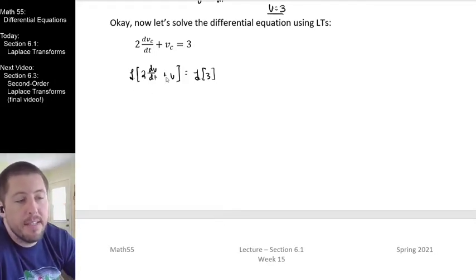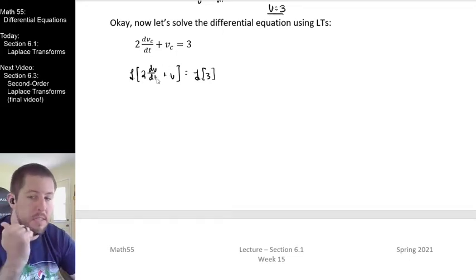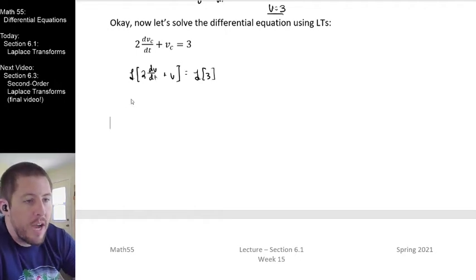Now I'm immediately going to say to myself, well, I know that you can rip apart things inside the Laplace transform. Constants can get popped out front. We can split up addition, subtraction. So I'm going to now write this as 2 times the Laplace transform of dv/dt.